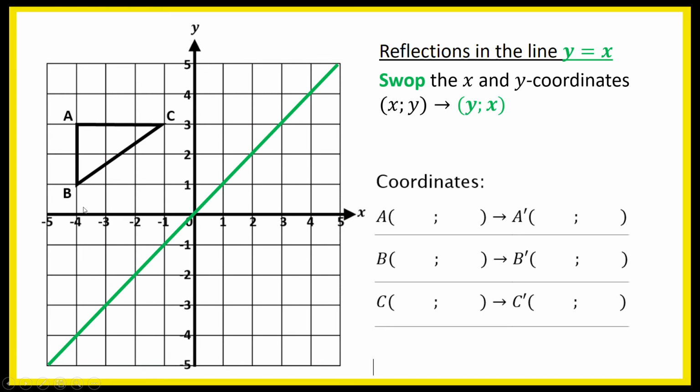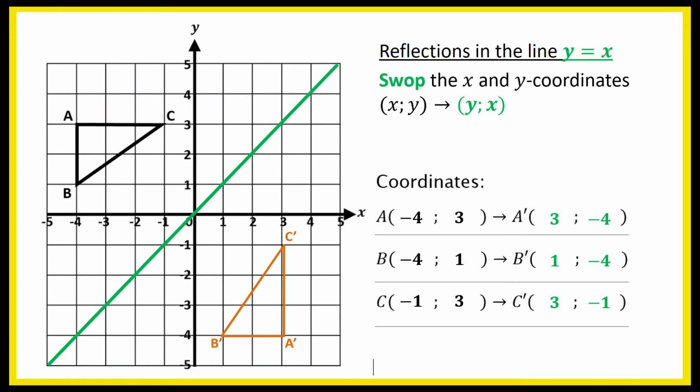If I plot my original coordinates, A will be sitting at (-4, 3). B will be sitting at (-4, 1). And C will be sitting at (-1, 3). Now I'm just going to switch all my coordinates. So instead of (-4, 3), it'll be (3, -4). All of them just switch around, and then I can plot that. There it is. If I were to fold along that green line, those shapes would line up perfectly together.